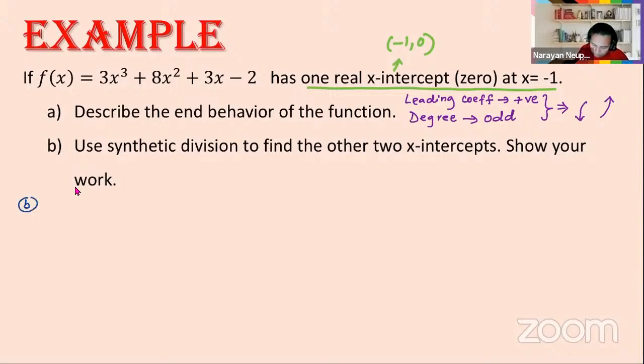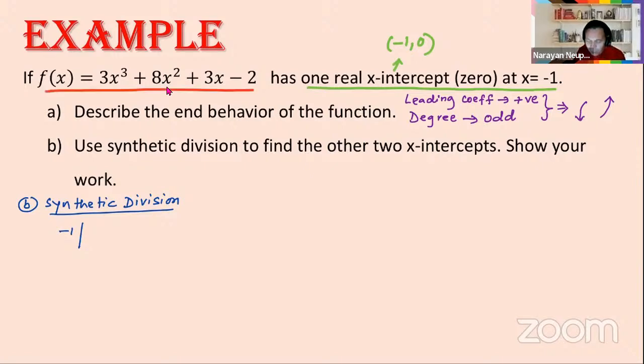So let's first do synthetic division. We are dividing with that -1. And in order to perform the synthetic division, we write only the coefficients from this polynomial. So there is 3 first, 3 is the coefficient for x cubed. Then for x squared, it's 8. For x, it is 3. And then we have a -2.